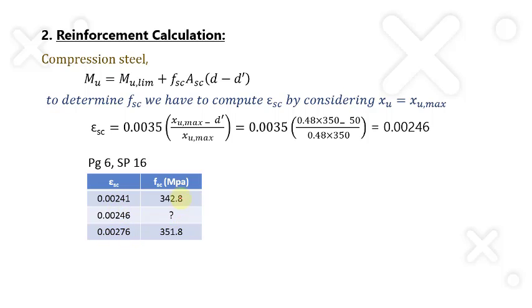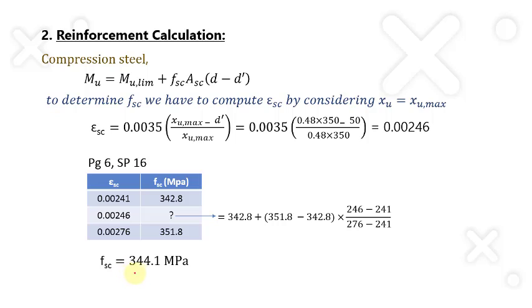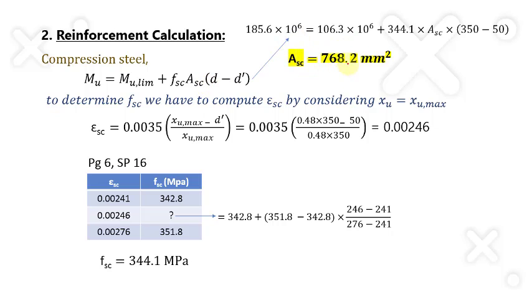Corresponding to this strain, we will go to page number 6 of SP16, for 0.00246, which is lying between 0.00241 and 0.00276. We will do linear interpolation for stress in compression steel, and we get this value as 344.1 Newton per mm square. What we'll do, we'll substitute this value in this expression in order to get the compression steel. We get compression steel quantity as 768.2 millimeter square.